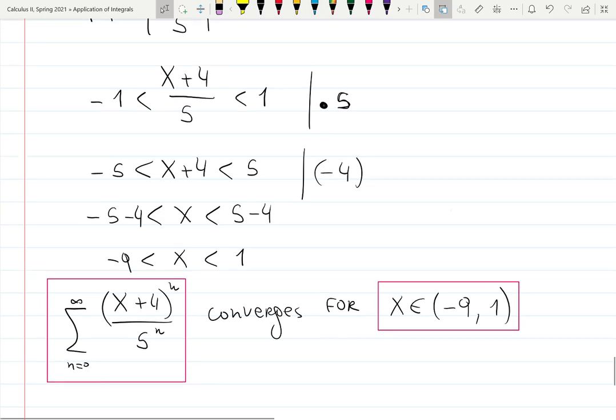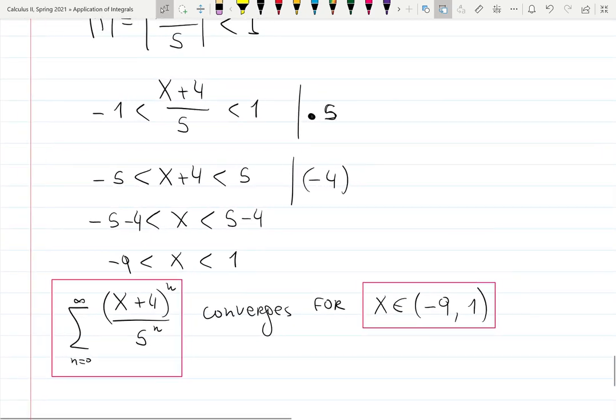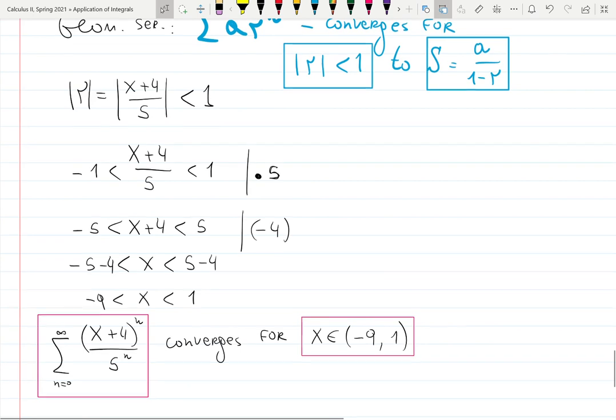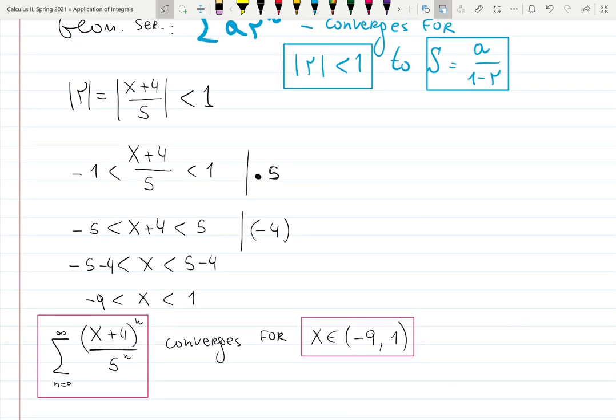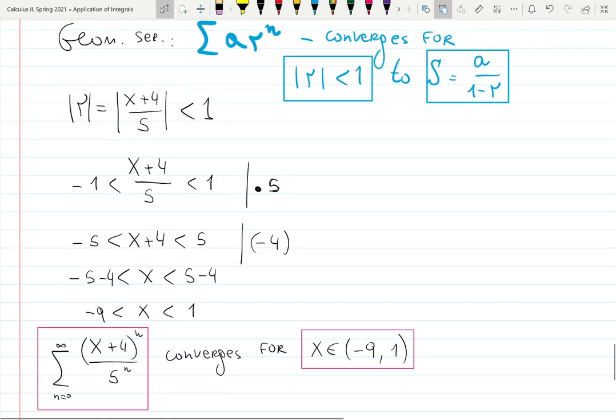If they ask you what it converges to, then you also know what to do. You will find s, which is a over 1 minus r. We will be working more with series that involve an unknown variable, which is x, in the next chapters. So get used to this, and as you can see, it's pretty straightforward. Just don't freak out when you see it.